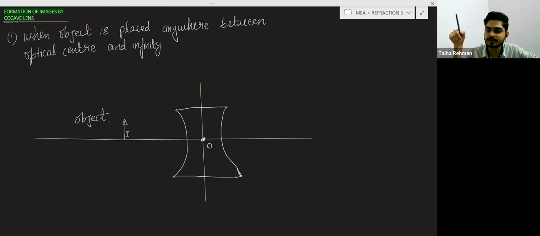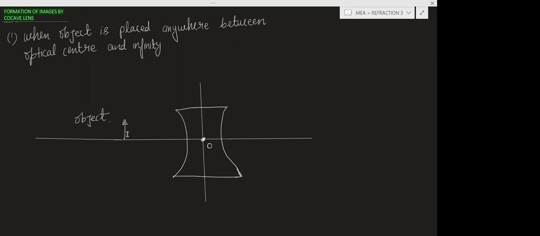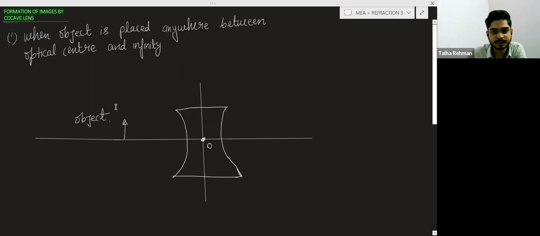So Manha, tell me, can this pen give the light? Yes, sir. How? Sir, it's reflecting the light which is falling on it. Okay, good, fine. So this is the object.